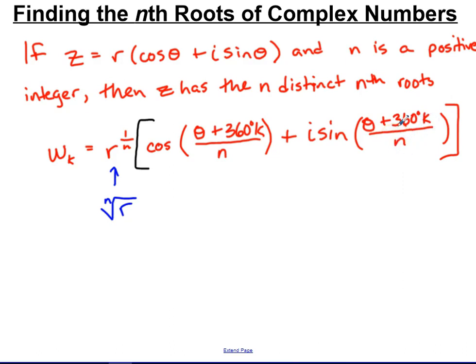Okay, so first off, where does this come from? Well, we know from De Moivre's Theorem that if you are raising, for example, r cis theta to the nth power, what we would do is r to the nth power and then cis of theta times n, right? Well, what if n is a fraction? Then we'd have r to the 1 over n, and we'd have to multiply theta by 1 over n. So essentially we're dividing by n. Okay, so that's where it comes from.